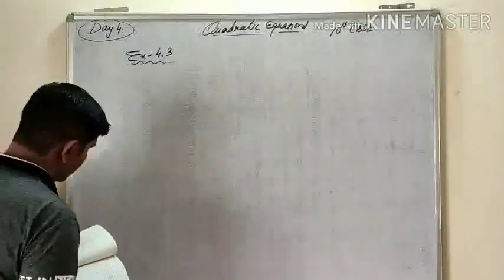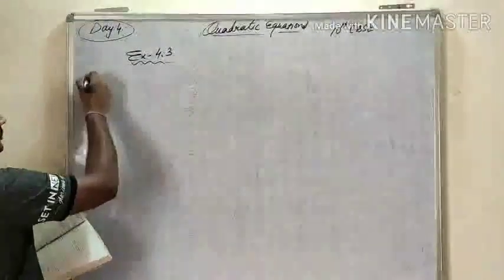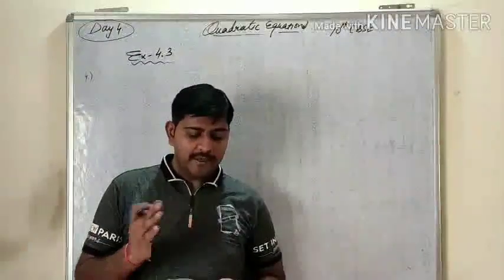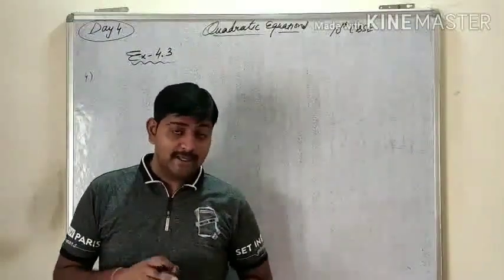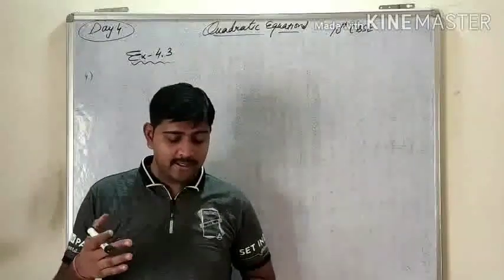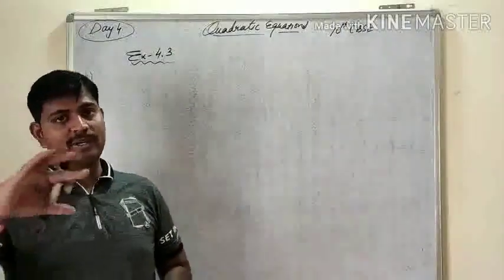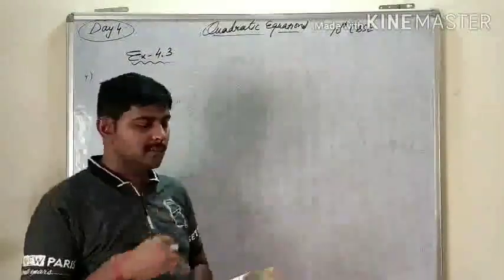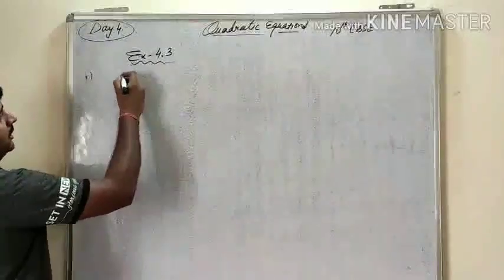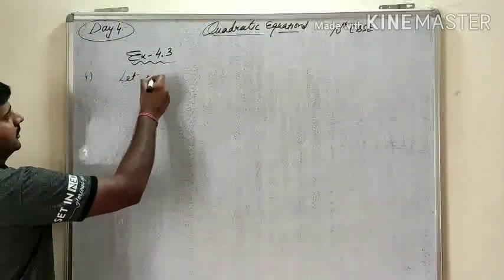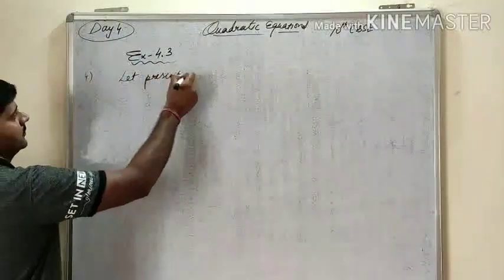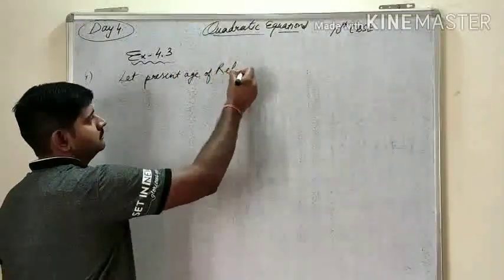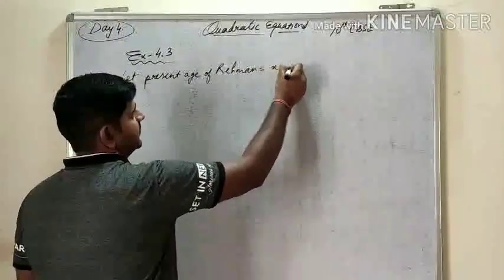Question number 4: the sum of the reciprocals of Raman's age in years, 3 years ago and 5 years from now, is 1 upon 3. Reciprocal means we will exchange the numerator and denominator, so that we will apply. First of all, let's take the present age of Raman. Let the present age of Raman be x years.